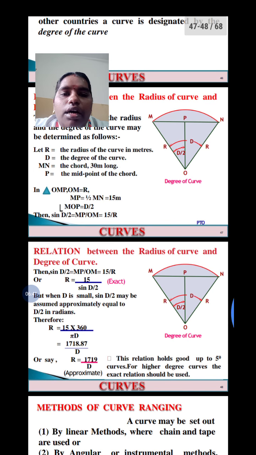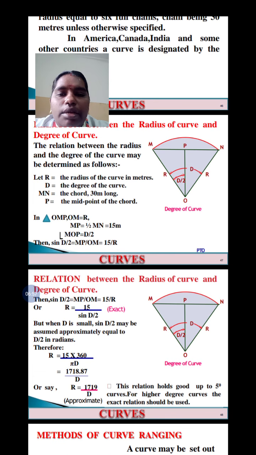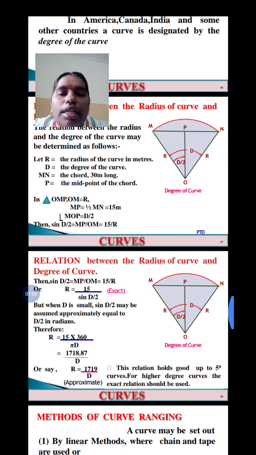Here, in triangle OMP, OM is equal to R, then MP is equal to half of MN, which is 15 meter. MN is 30 meter, so half MN means 15 meter. And then angle MOP is equal to D by 2.